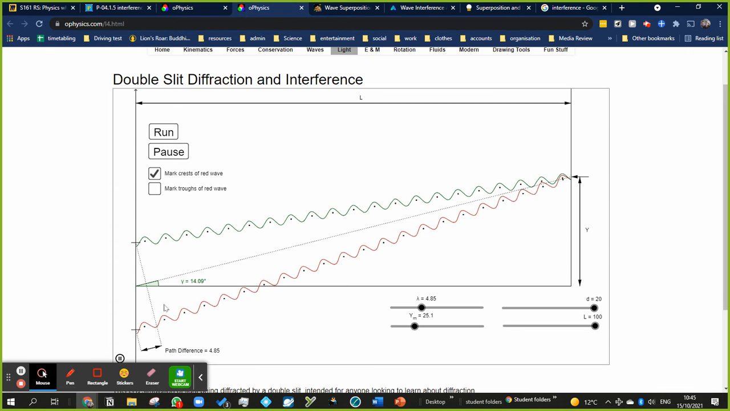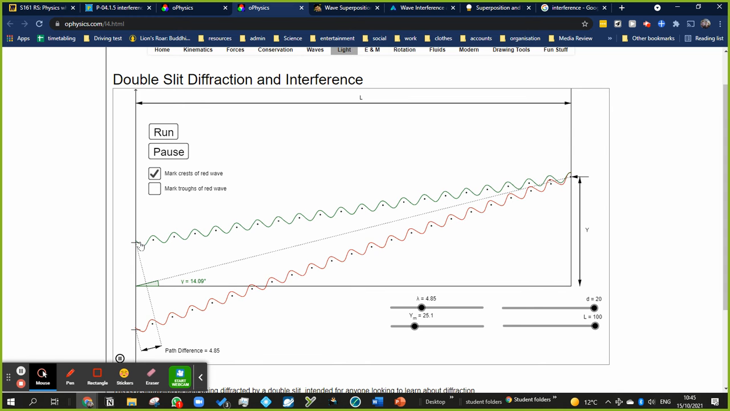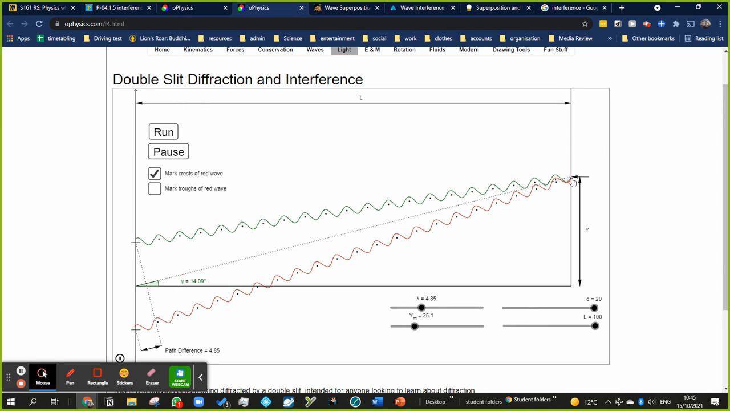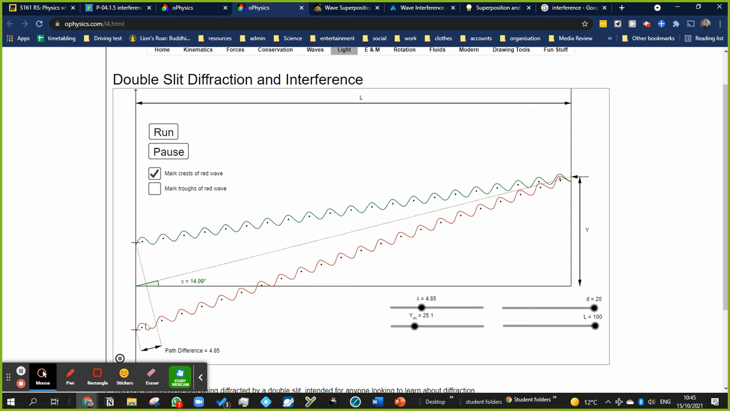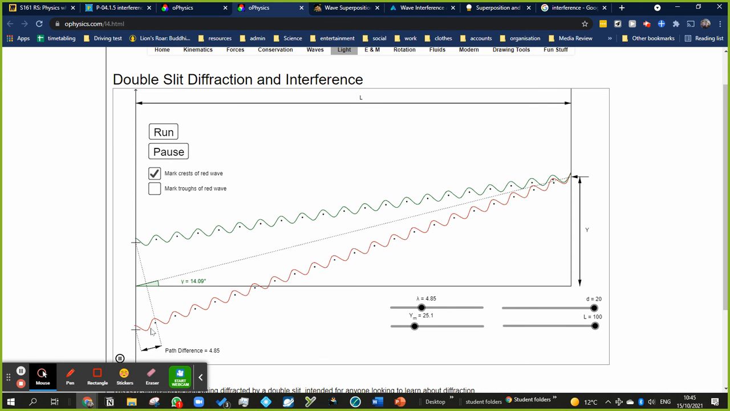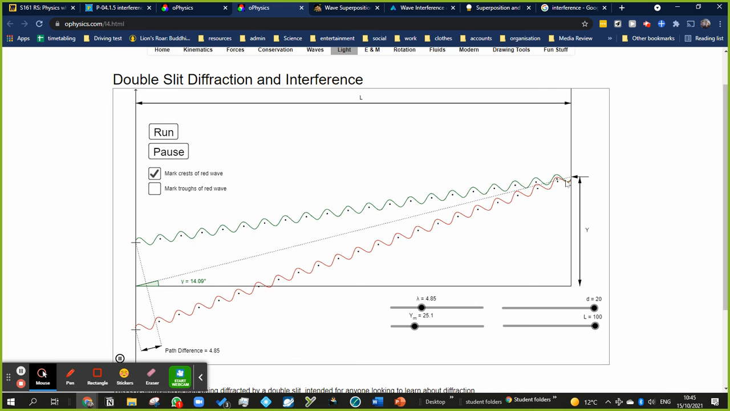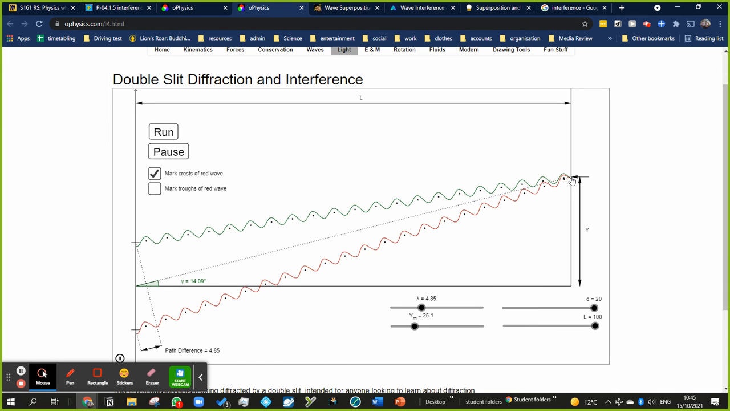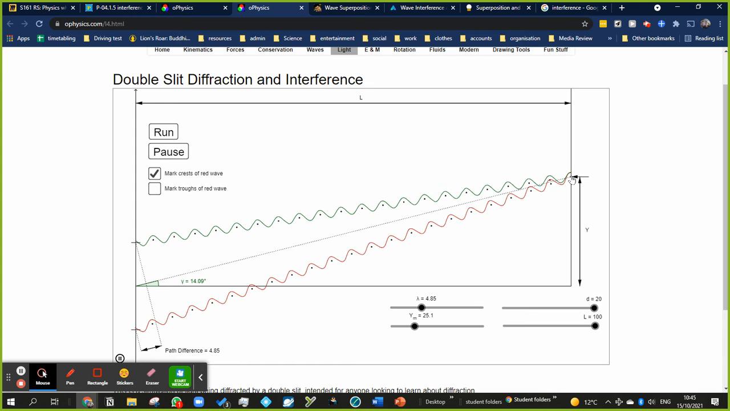So we've got the wave coming from one slit over here and the wave coming from the other slit over there, and we know they're constructively interfering. When we go all the way from here to there compared with from here to there, by the time they get to this point, a crest is meeting a crest. So it's constructively interfering.